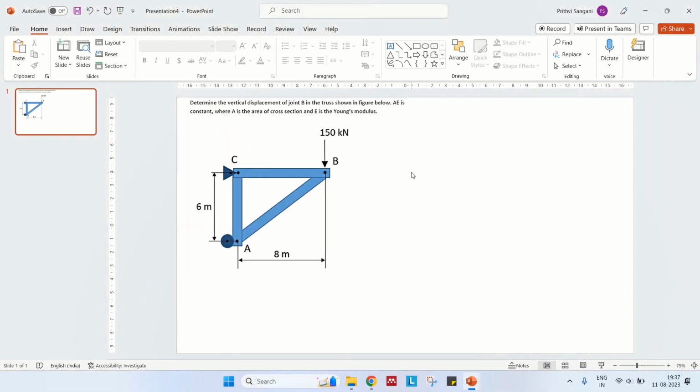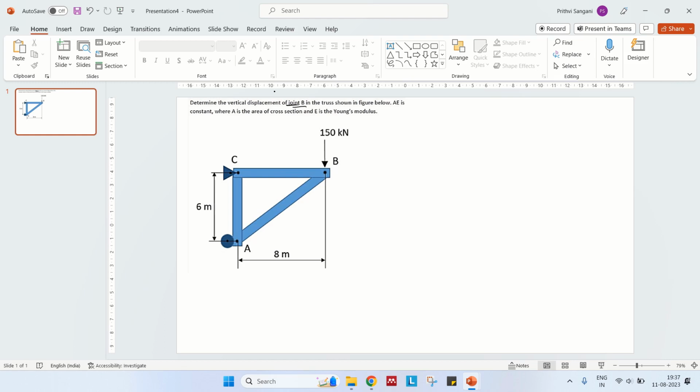Now the question is again a similar type of question. We have to determine the vertical displacement of joint B in the truss shown in the figure below. AE is constant. They did not provide any numerical values for A and E, the area of cross section and the Young's modulus. So in this, what shall we do? What is the procedure?